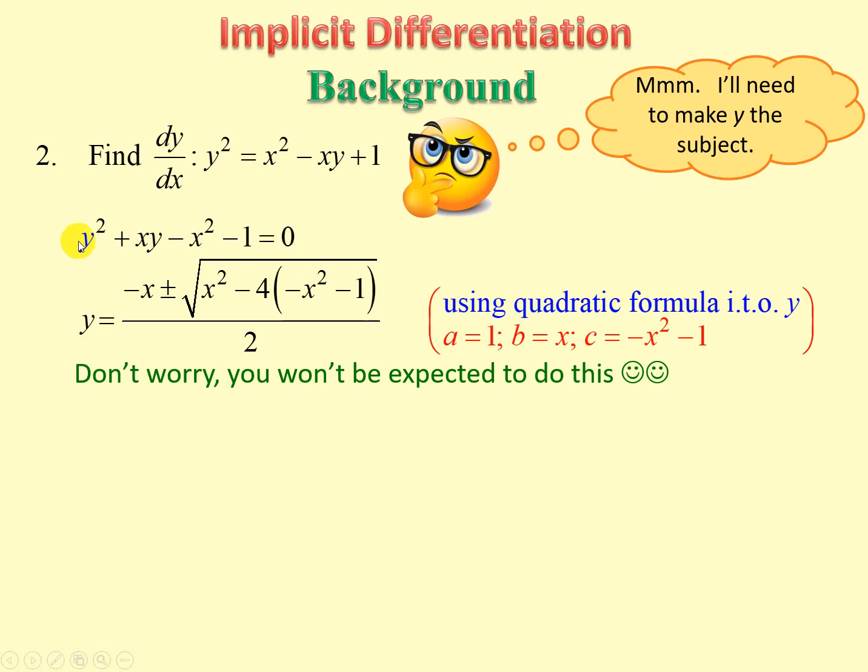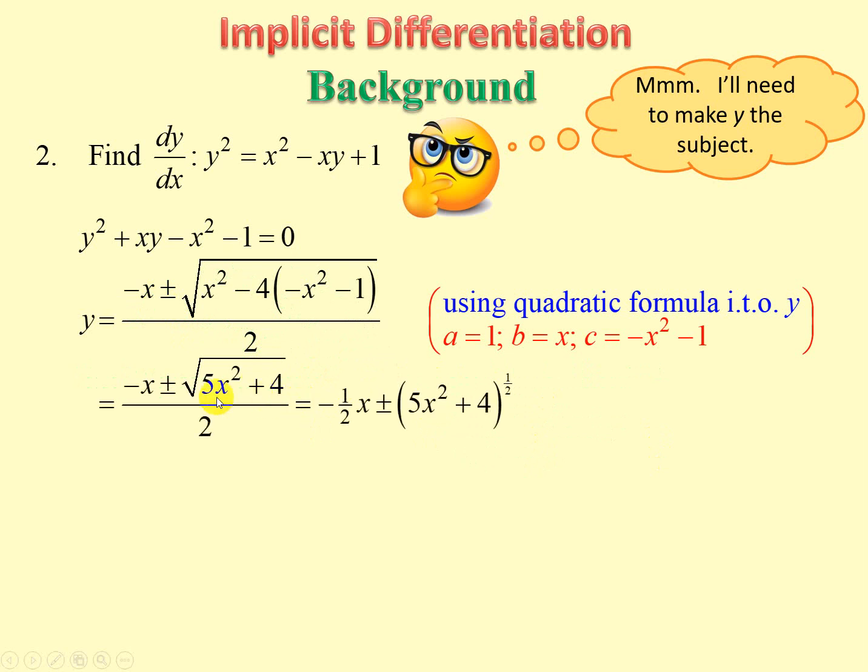There's my value of a, 1. The b is the number multiplying y, so the b is x. And the c is the number independent of y, and there it is there, x squared minus 1. And I substitute it into the quadratic formula. Notice, don't worry, you won't be expected to do this, because we're going to use implicit differentiation, which I think you'll quite enjoy. It's quite intriguing.